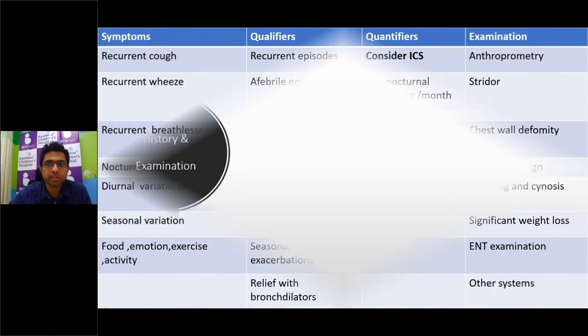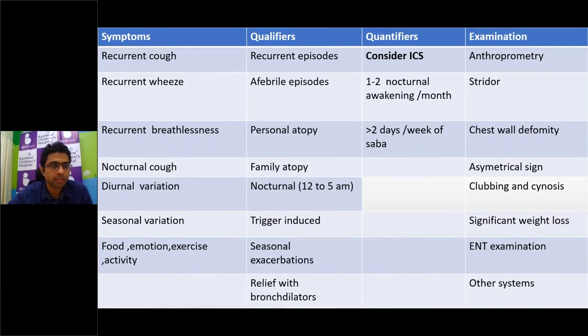See, history and examination always remain foremost. So what are the symptoms which we ask? Recurrent cough associated with afebrile episodes, recurrent breathlessness, nocturnal cough, and diurnal variation, which we mean by seasonal variation, associated with a viral or multiple triggers like food, emotion, exercise, activity. These are the common symptoms which we should ask.